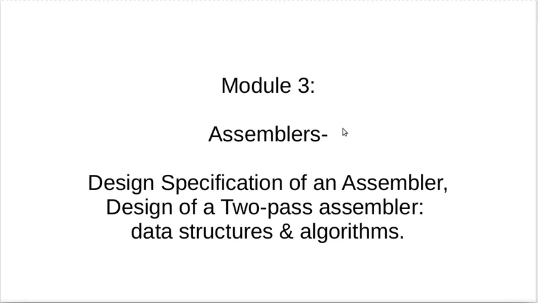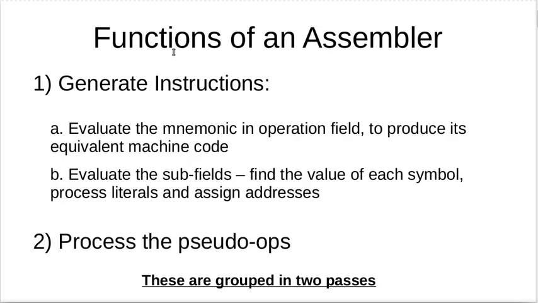Through the other part of assemblers, we will learn about the other steps in design specification, and we will learn the design of a two-pass assembler using the data structures and algorithms. To do a quick recap, we know that the functions of an assembler can be broken down into two. The first one is to generate instructions, and the second one is to process the pseudo ops.